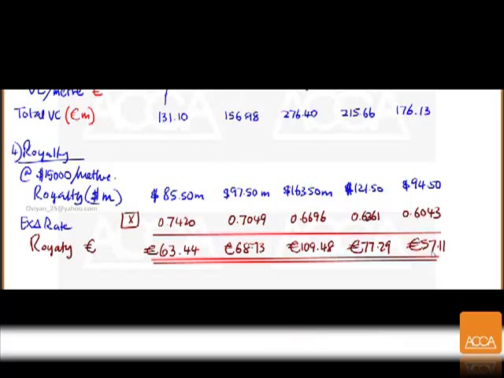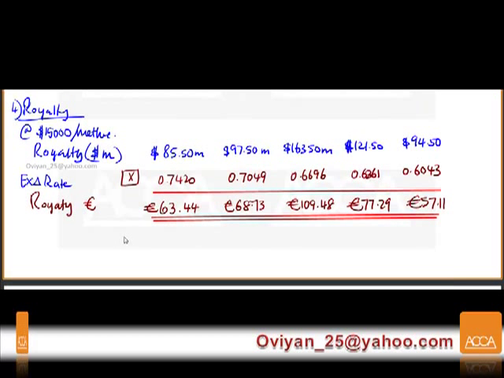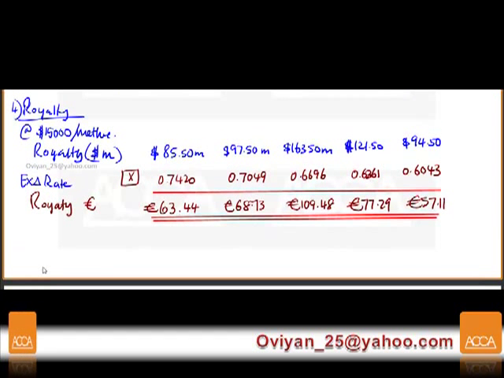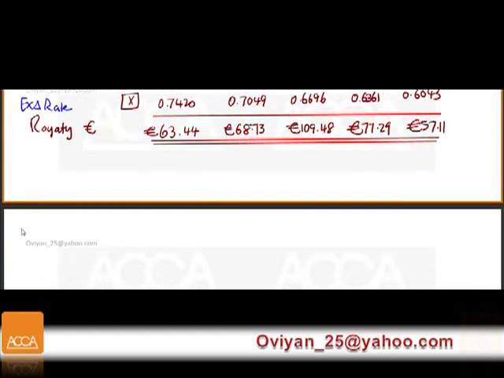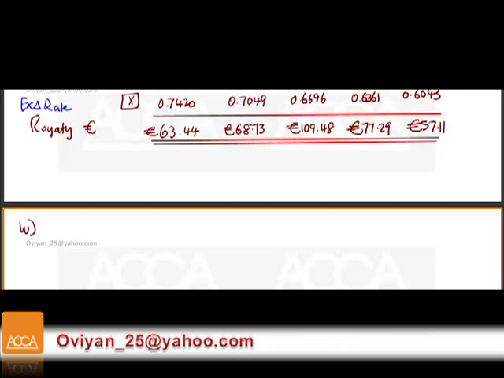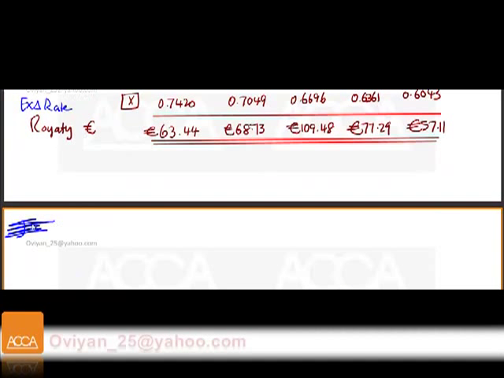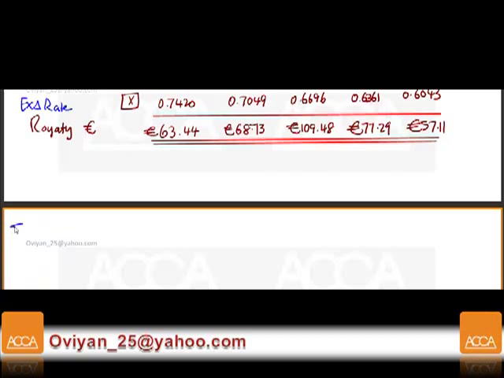Now, so you have royalty workings. The next thing you have to do here is going to be working number 5, which is going to be working capital.